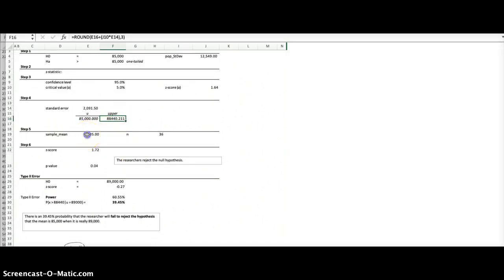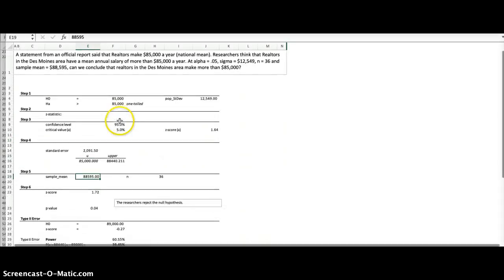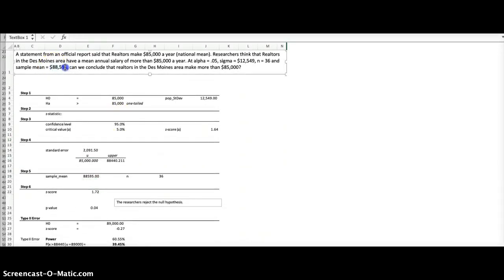the critical value. Okay, so step 5, we are going to input our sample mean given to us and the sample size. So sample mean is 88,595 and the sample size is 36.